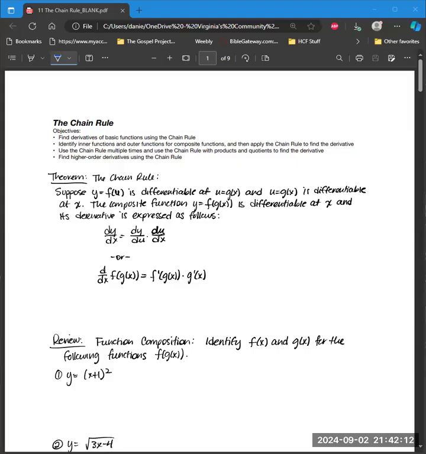In this video, we're going to talk about the chain rule. Our objectives will be to find derivatives of basic functions using the chain rule, to identify inner functions and outer functions for composite functions, and then apply the chain rule to find their derivatives, and then use the chain rule multiple times, and use the chain rule with product and quotient rules to find derivatives, and then find higher order derivatives using the chain rule. So let's talk about the chain rule.